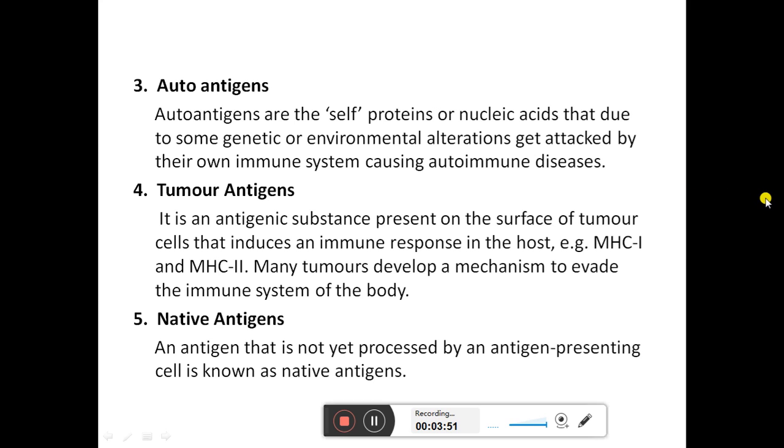The fourth is the tumor antigens. It is an antigenic substance present on the surface of the tumor cells that induces an immune response in the host. Example: MHC1 and MHC2. Many tumors develop a mechanism to evade the immune system of the body. Fifth is the native antigens. An antigen that is not yet processed by an antigen presenting cell is known as a native antigen.